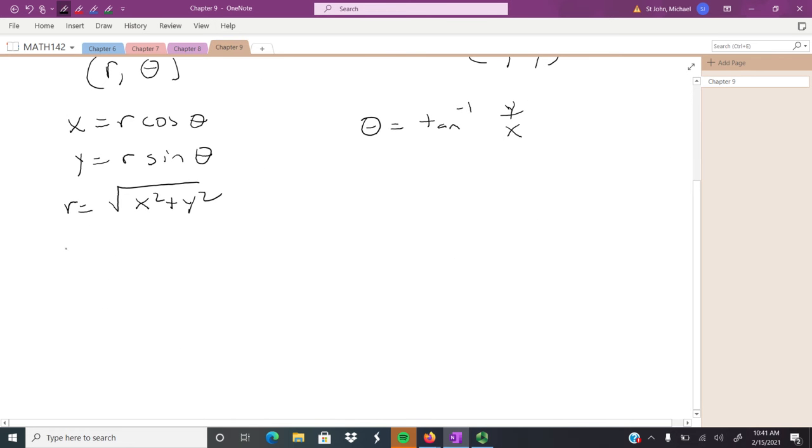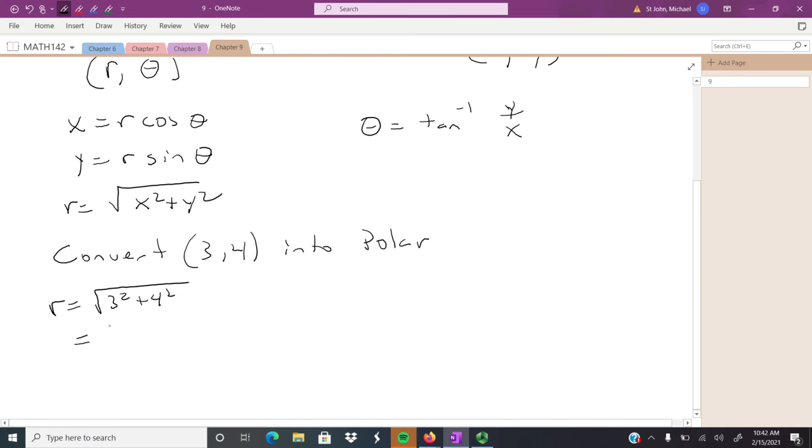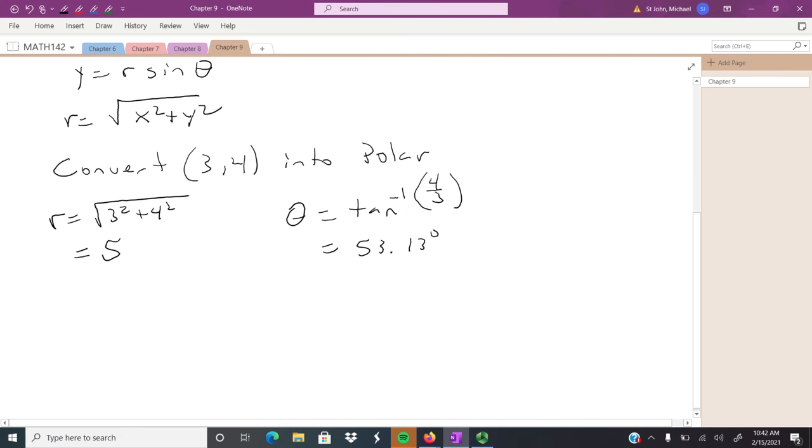So, for example, let's say we want to convert the point 3, 4 into polar. So r is going to be the square root of 3 squared plus 4 squared, which will be 5. And theta will be the inverse tangent of 4/3, which will be 53.13 degrees. So my point will be (5, 53.13 degrees).